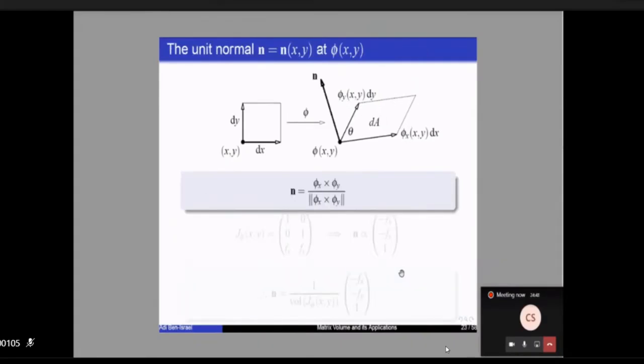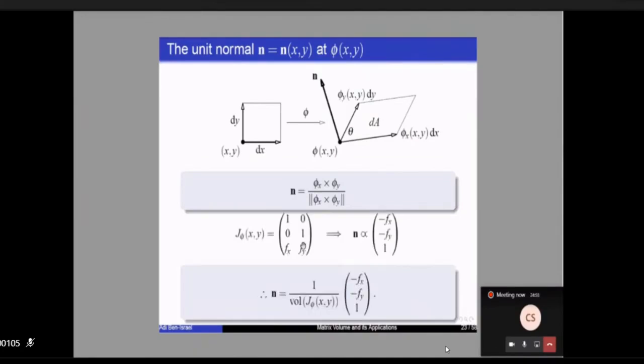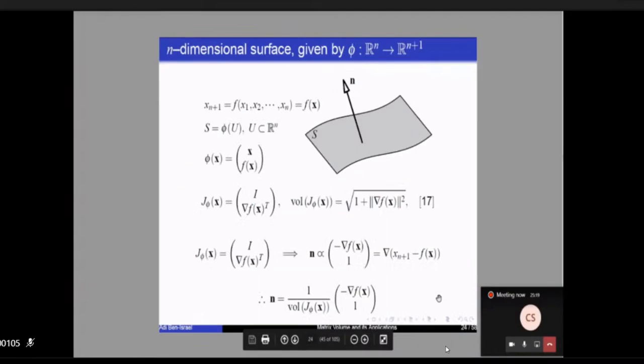The unit normal at the surface must be perpendicular to phi x and to phi y, and therefore it must be proportional to minus fx, minus fy, and 1. But it is a unit vector, so we have to divide by the Euclidean norm, and it is just the volume of the Jacobian. So this is the formula for the unit normal, and we get the same formula for an n-dimensional surface.